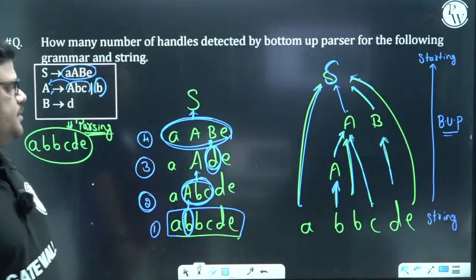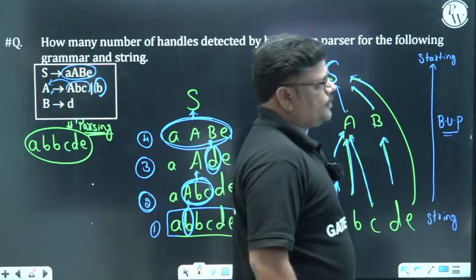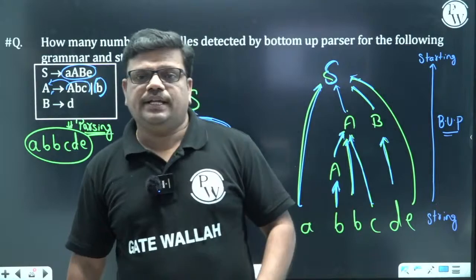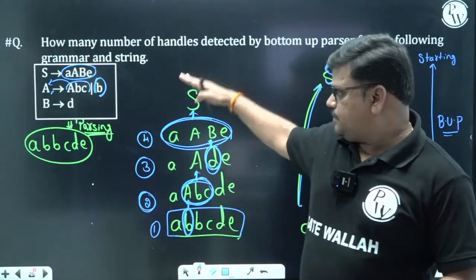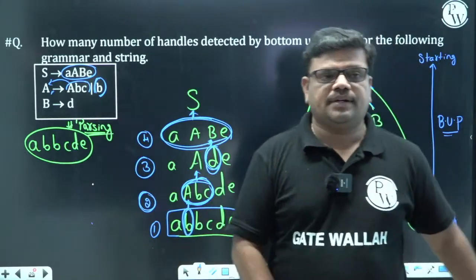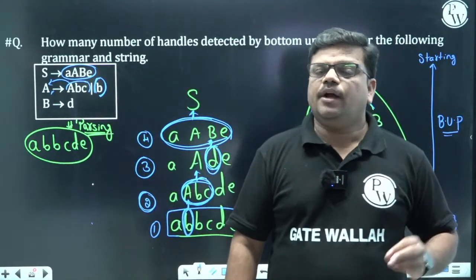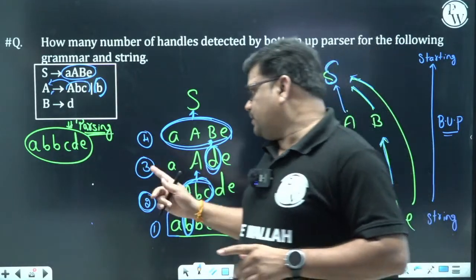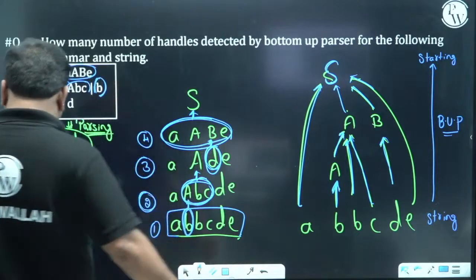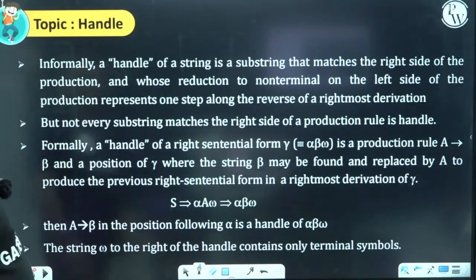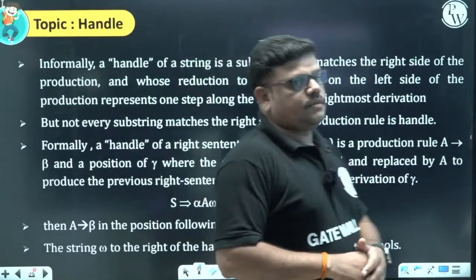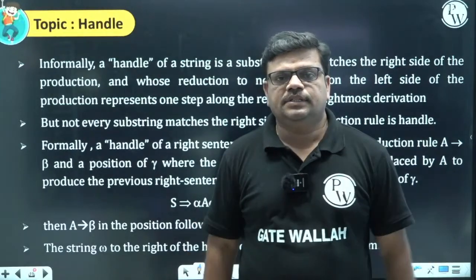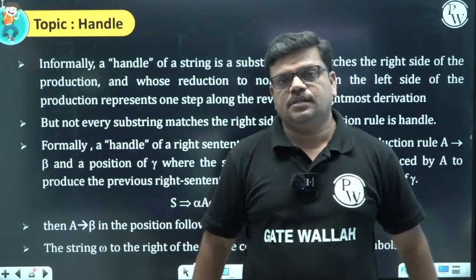So this is the working style of bottom up parsing. I am manually saying the substring that is matching with the grammar right side. For this, we have specific terminologies in parsing, especially in bottom up parsing. Whatever I am saying here, these concepts are called handles. So let us slowly move into the terminologies of bottom up parsing. In bottom up parsing, we have a major concept called handle.